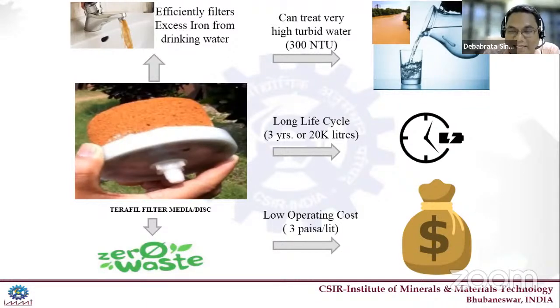Second, the iron content. As discussed yesterday, it can work up to 10 ppm of iron, with an efficiency of around 90 to 95%. It can work in higher ppm iron water, but the life cycle will be reduced. Second, the cost of operation. As I said, 3 paisa per liter, which comes to around 30 rupees per ton of water. So this is the technology.